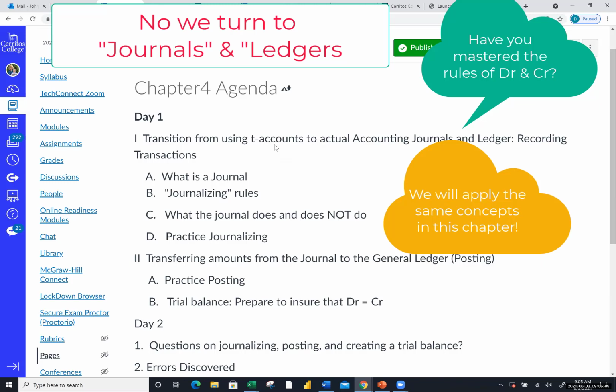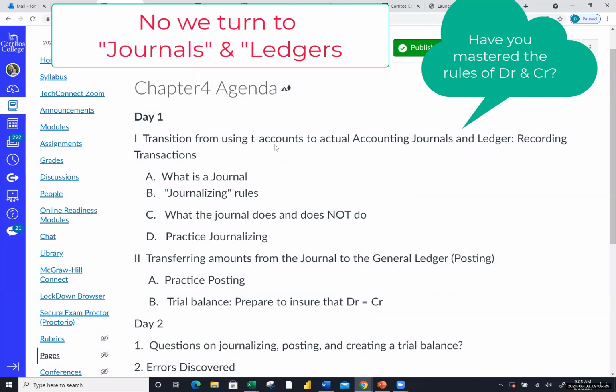On the flip side, if you've struggled with the test, I was very disappointed in how many people did not do the chapter 3 homework. You cannot move on in this class until you go back and you review and remediate yourself. If there's any weaknesses on debits and credits, you've got to go back and remediate those weaknesses. That means work through more problems until you get it before you move on to that second level of the pyramid, which we're now on.